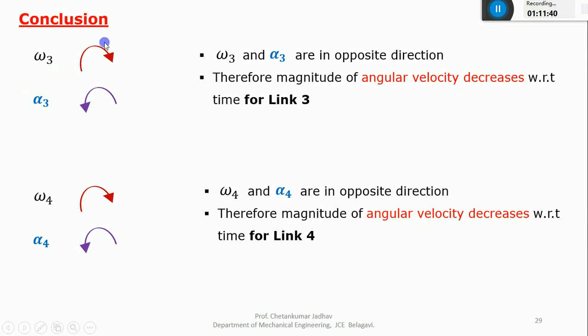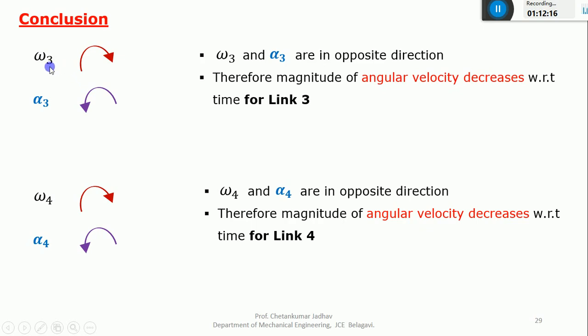Since with respect to the third kinematic link, that is kinematic element 3, I got the angular velocity in a clockwise direction and the angular acceleration in a counterclockwise direction. Since both are moving in opposite directions, the magnitude of angular velocity decreases. As per the sign conventions, if both are in opposite directions, the angular velocity will be decreasing. So the problem asks whether the angular velocity is increasing or decreasing with respect to the third kinematic link and the fourth kinematic link.